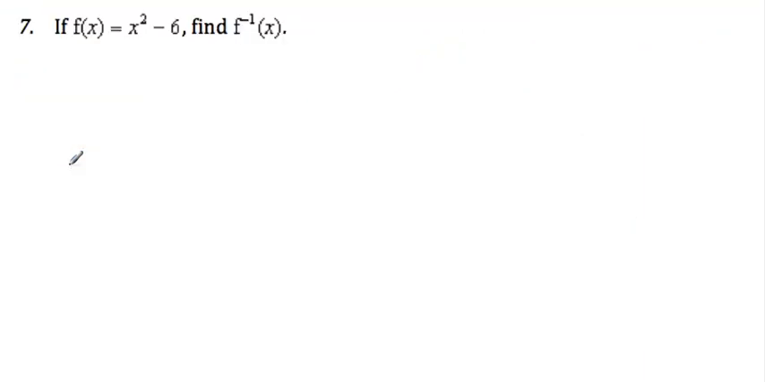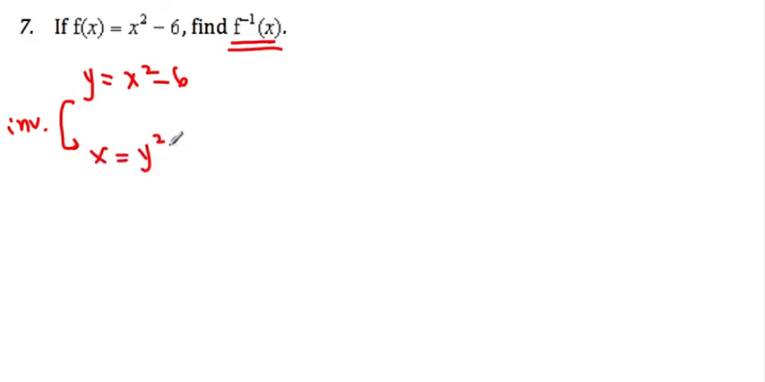All right, let's go for number 7. Here, this basically means we need to find the inverse of this function. So let's get started. First step, we're going to put y equals x squared minus 6. Then to get the inverse, we're going to switch x and y. So we're going to have x equals y squared minus 6. By adding 6 to each side, x plus 6 is equal to y squared. To have y by itself, we're going to take the square root. That means y is equal to plus or minus the square root of x plus 6.